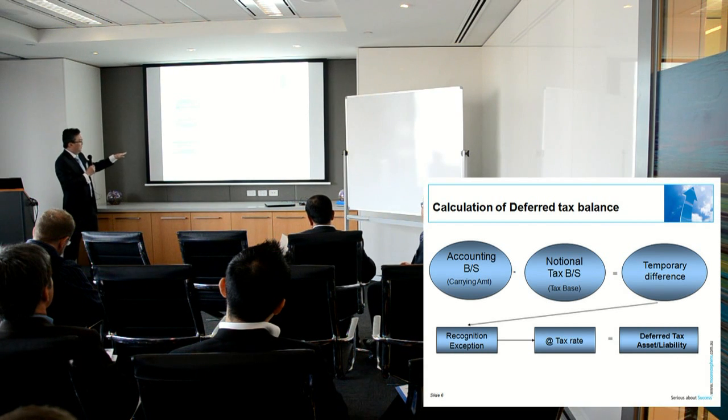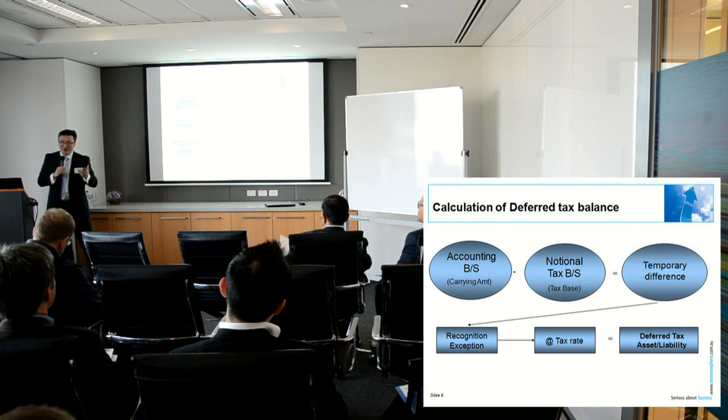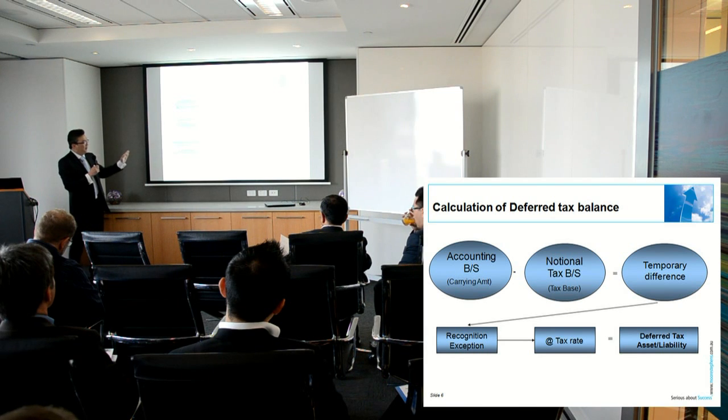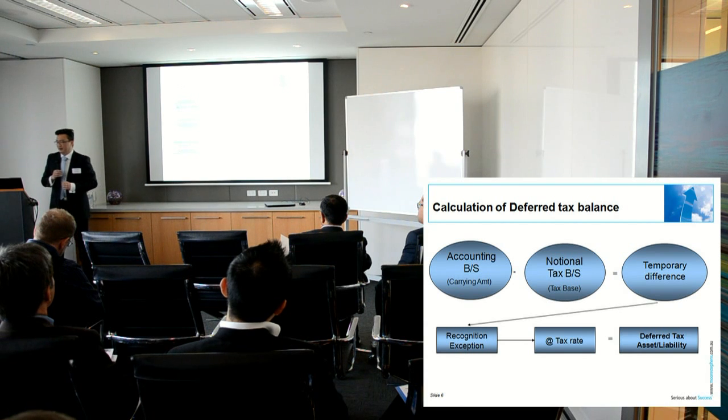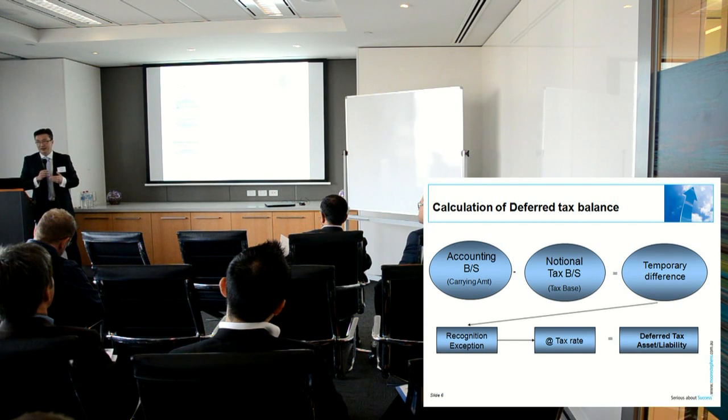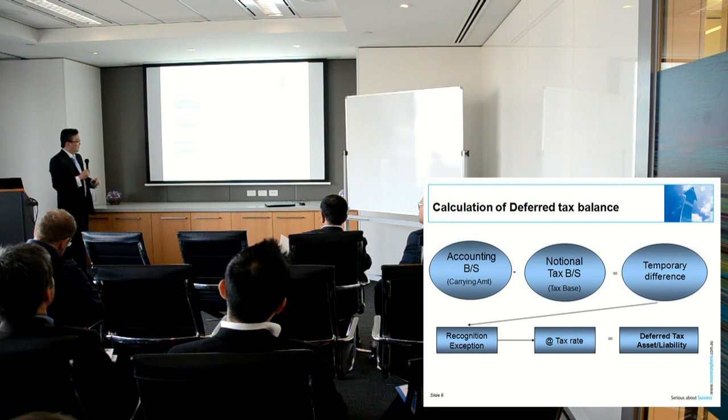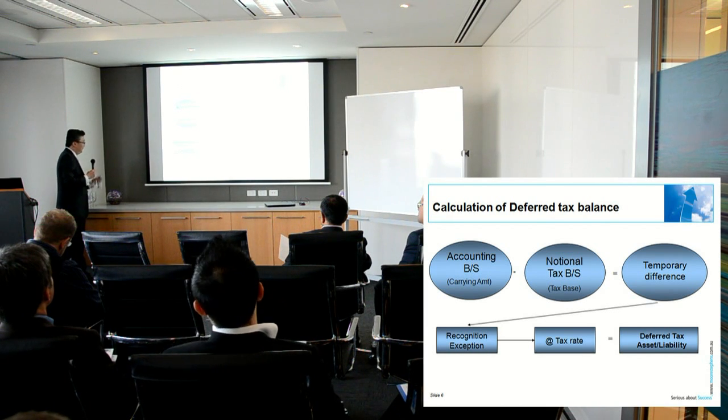You then ask yourself whether or not the recognition criteria or the recognition exceptions are applicable or not. If they don't apply, multiply the temporary difference by the tax rate, and then you'll get your deferred tax asset and your deferred tax liability. So let's go through the elements one by one.